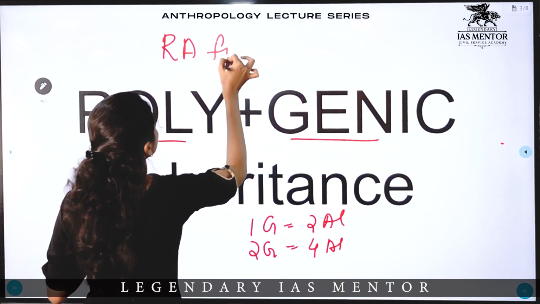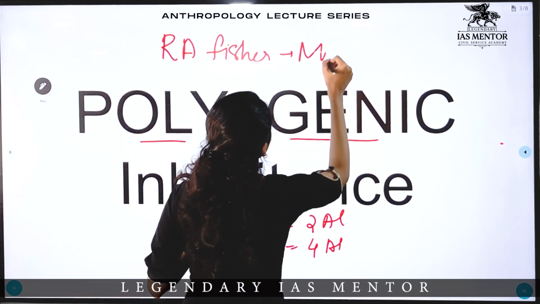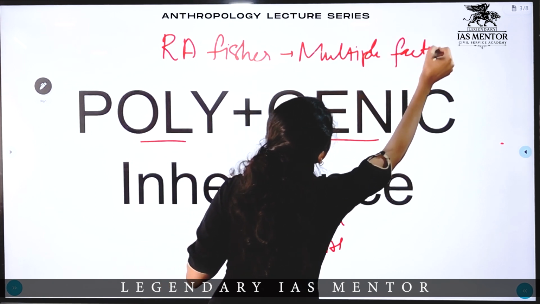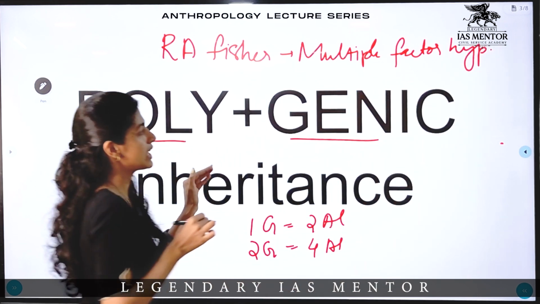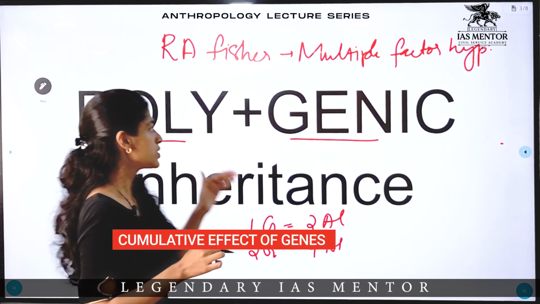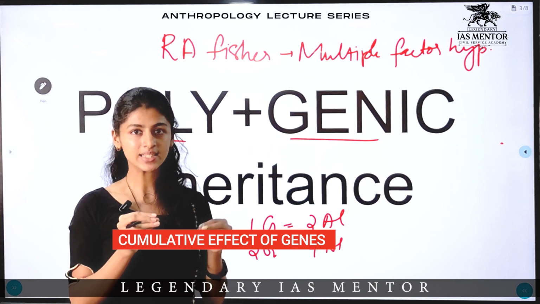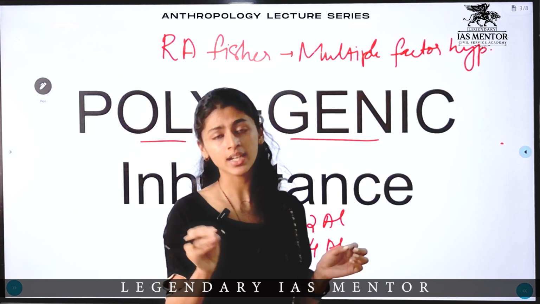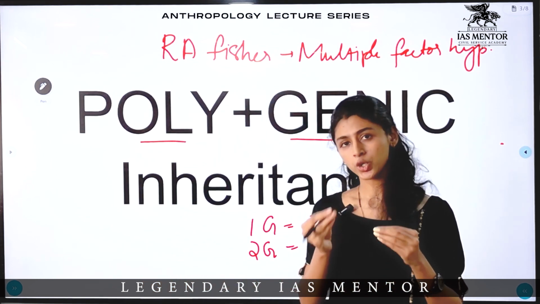This hypothesis states that for human trait inheritance, there are multiple factors, not just one factor. The first factor is the cumulative effect of all the genes and alleles. And the second is the environmental factors. So a combination of environmental factors and the cumulative effect of genes plays a role in human traits.